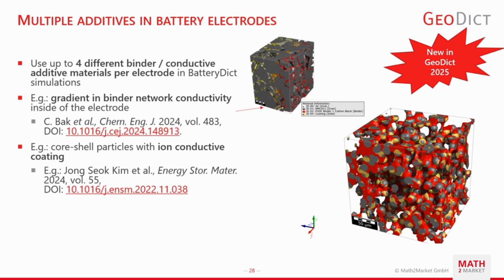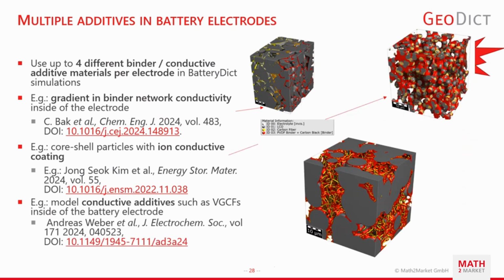Or you could say, I have core shell particles, like particles with coating, for example, ion conductor or so. And that would be this yellow coating on the gray active material particles. And then you have still the CBD phase as the red material ID. And yeah, you would then use both in the electrochemical simulation.